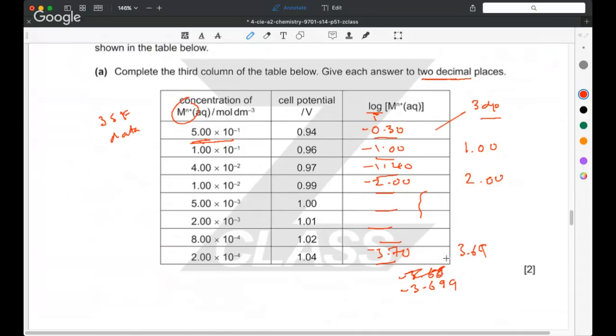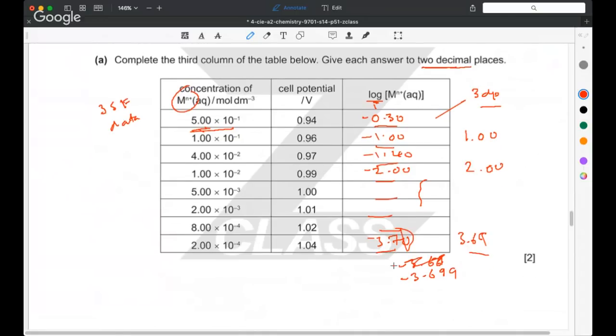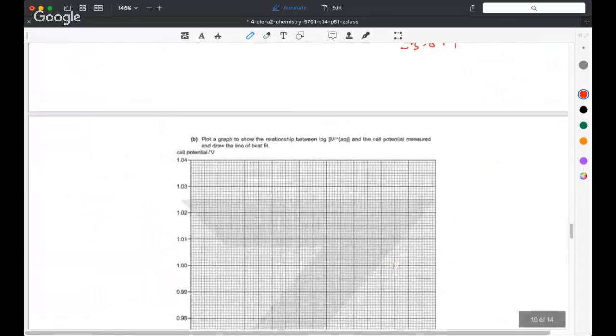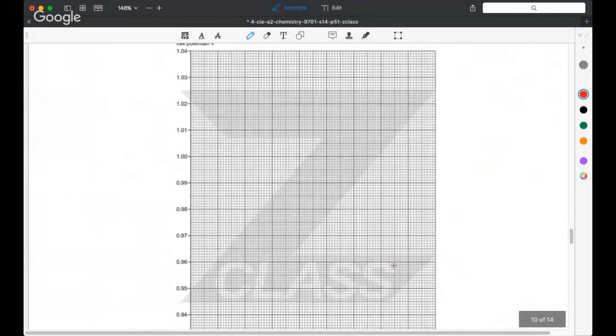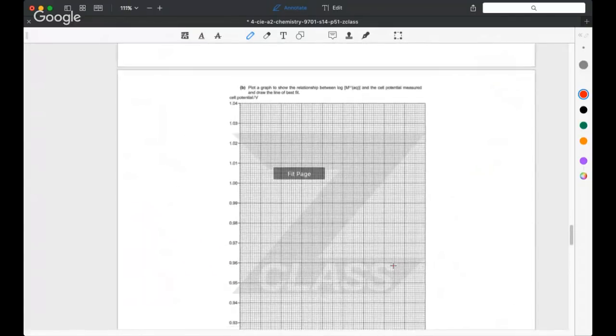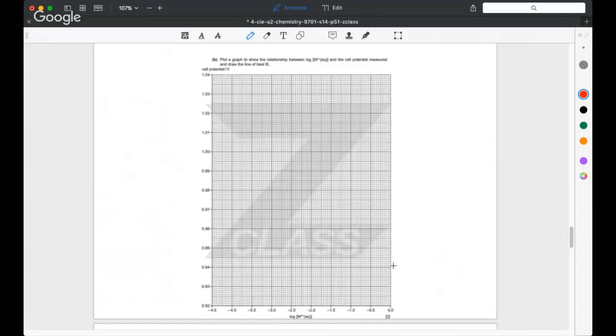So you would have lost a mark if you put 1 or 2 without the zeros there, and you would have lost a mark if you put 3.69 rather than 3.7. You've got to get your rounding right. And even though you think you're just plugging in numbers from your calculator, the examiner is looking over your shoulder and making sure that you're doing the rounding properly.